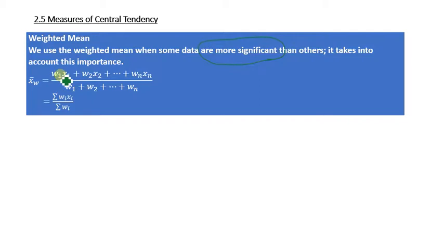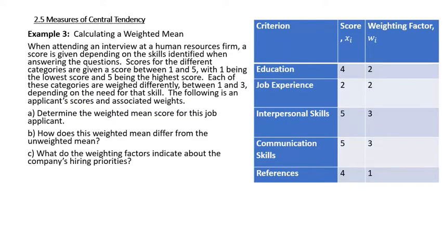However, this time we're going to multiply our value by its weight, plus our value by its weight, plus our value by its weight, all the way. Then at the end, we divide by the total weighting. So let's take a look at a hands-on example.